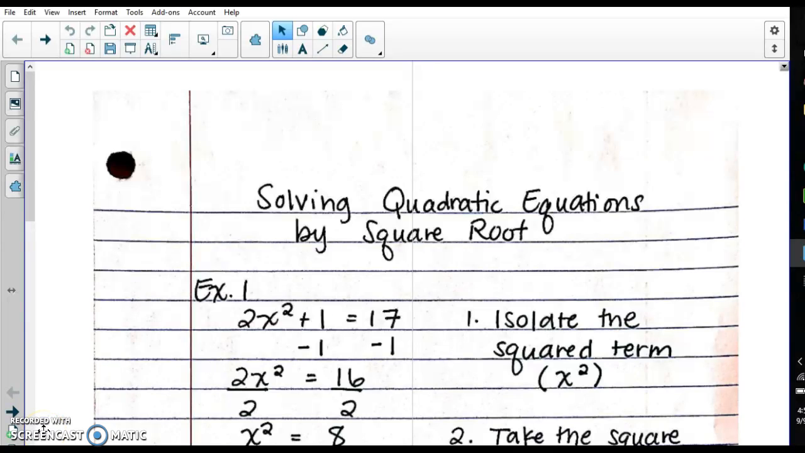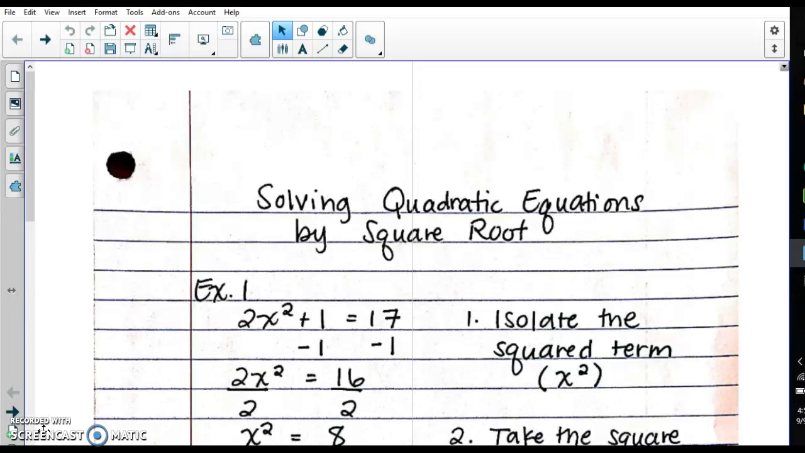This video is about solving quadratic equations by square root. I promise this one is not as long as the first one. The process for solving by square root is pretty straightforward. So we're going to go through some examples, and then if you guys have any questions, please have them ready for me on Wednesday. All right, so first example, we have 2x squared plus 1 equals 17.